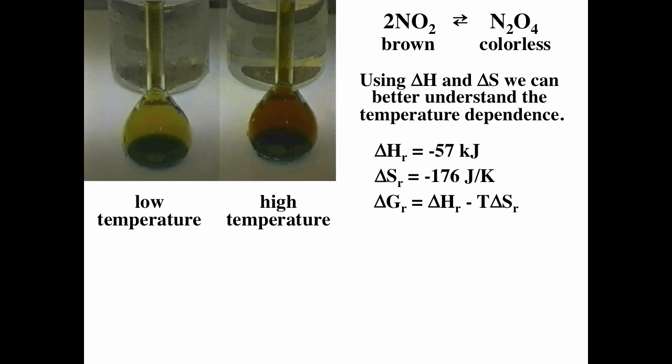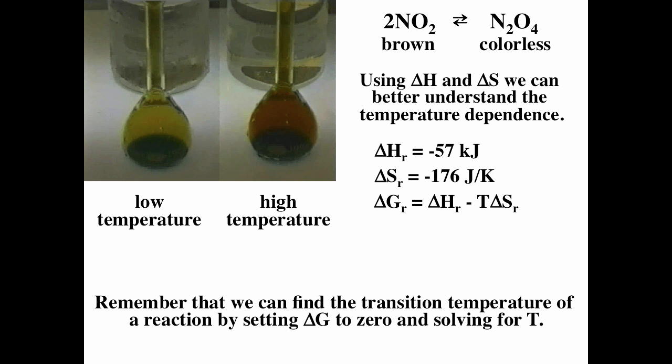Now we can actually learn more about this reaction by looking at its delta S and delta H values to better understand the temperature dependence. You should also remember that we can determine the temperature at which the reaction goes from being spontaneous to non-spontaneous. If we take delta G equals delta H minus T delta S, and solve for T when delta G equals 0, that's the transition temperature, the temperature at which the reaction goes from being spontaneous to non-spontaneous. Using that equation, we can determine at what temperature it makes the transition.